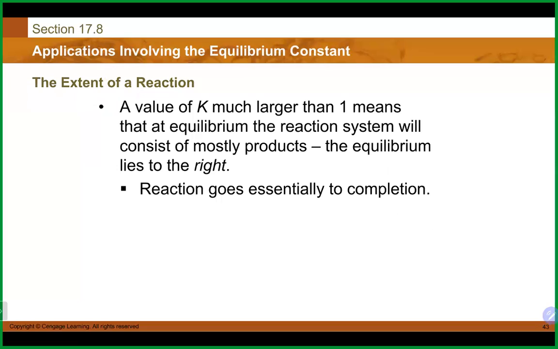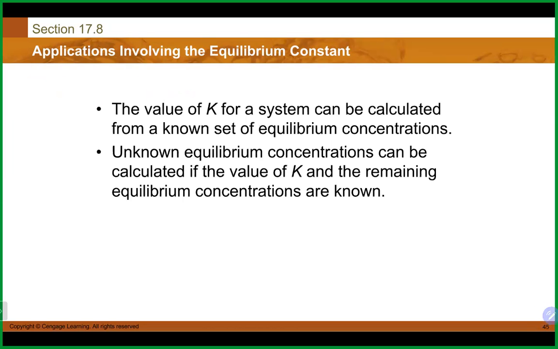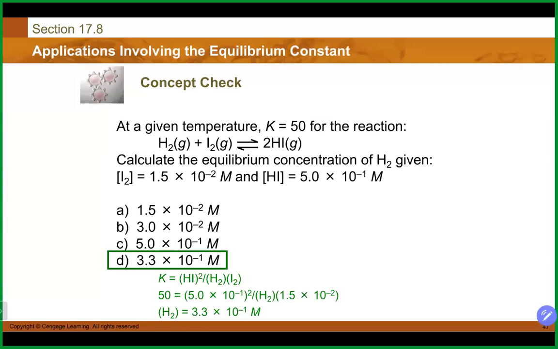All right, so the value of K, again, really large value will go to the right. Essentially, it is going to make the reaction go to completion. And obviously, as we talked about, if you had a smaller value of K, you're pretty much going to hang out on the reactant side, not really going to make a lot of products. And that's what we see here, large value to the right and left small value K.